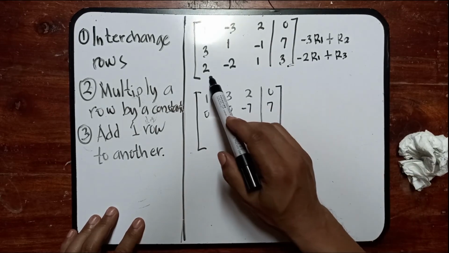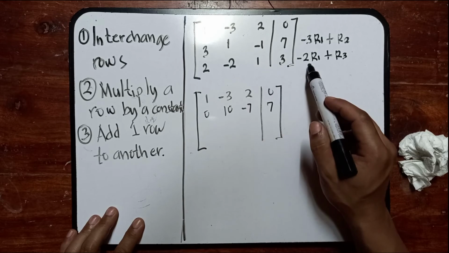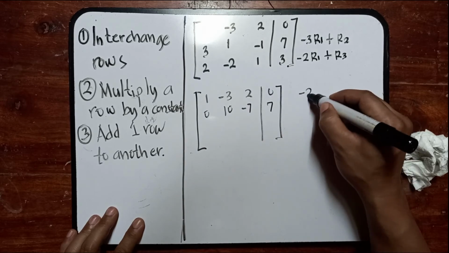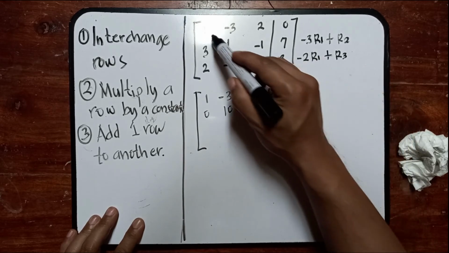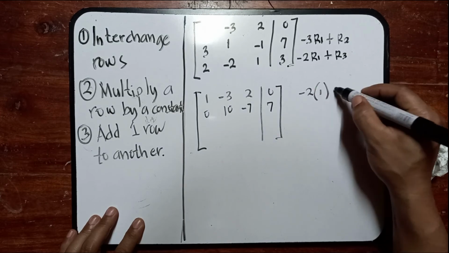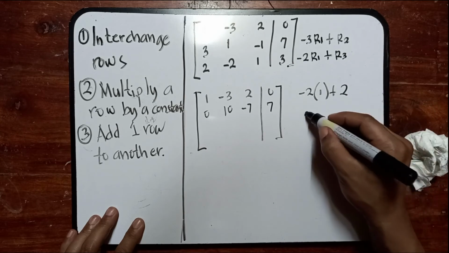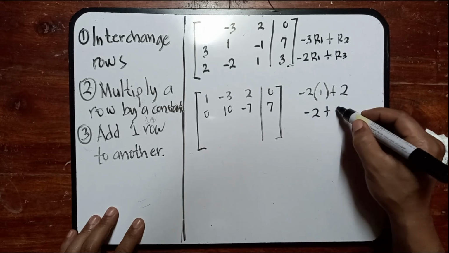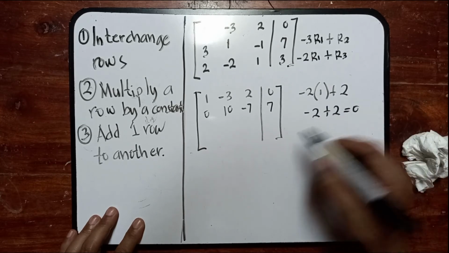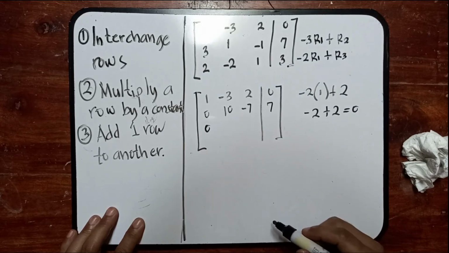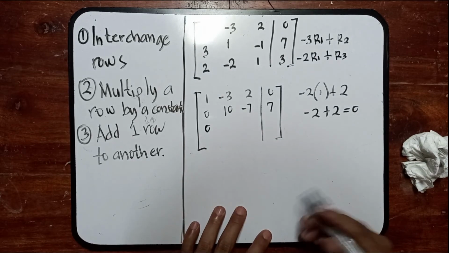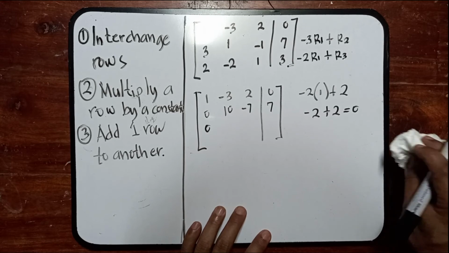And then let's work on the last row. So negative 2 times R1, that is 1, plus R3, that is 2, and this is negative 2 plus 2, and this becomes 0. So we have here 0.